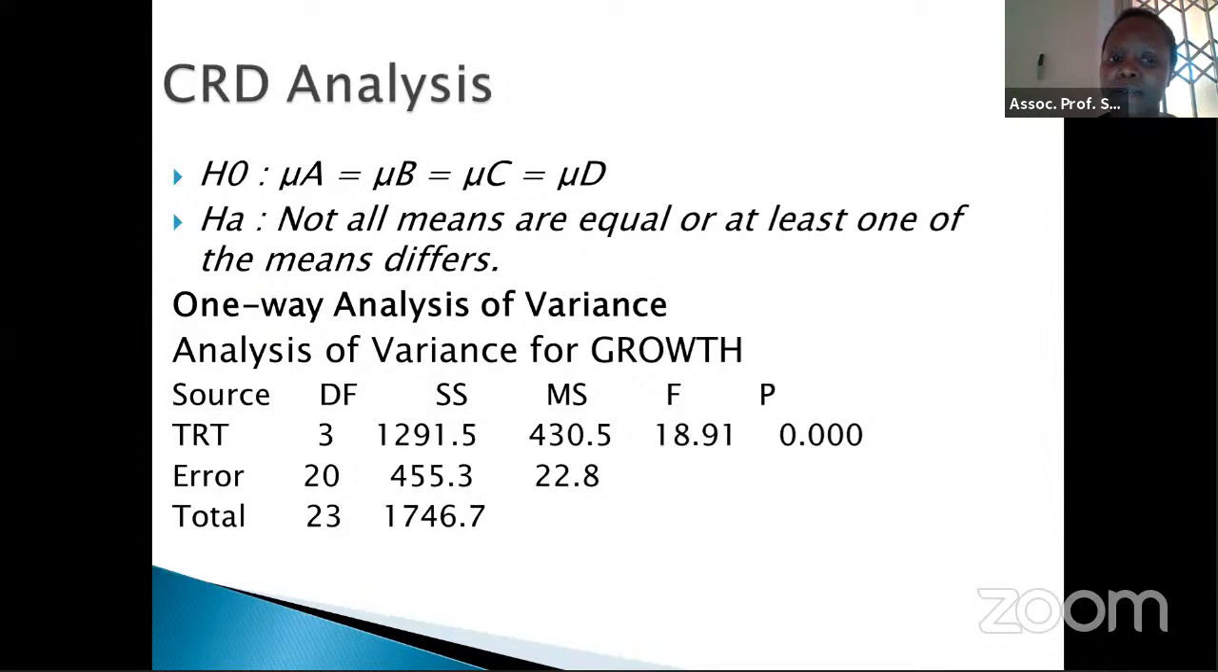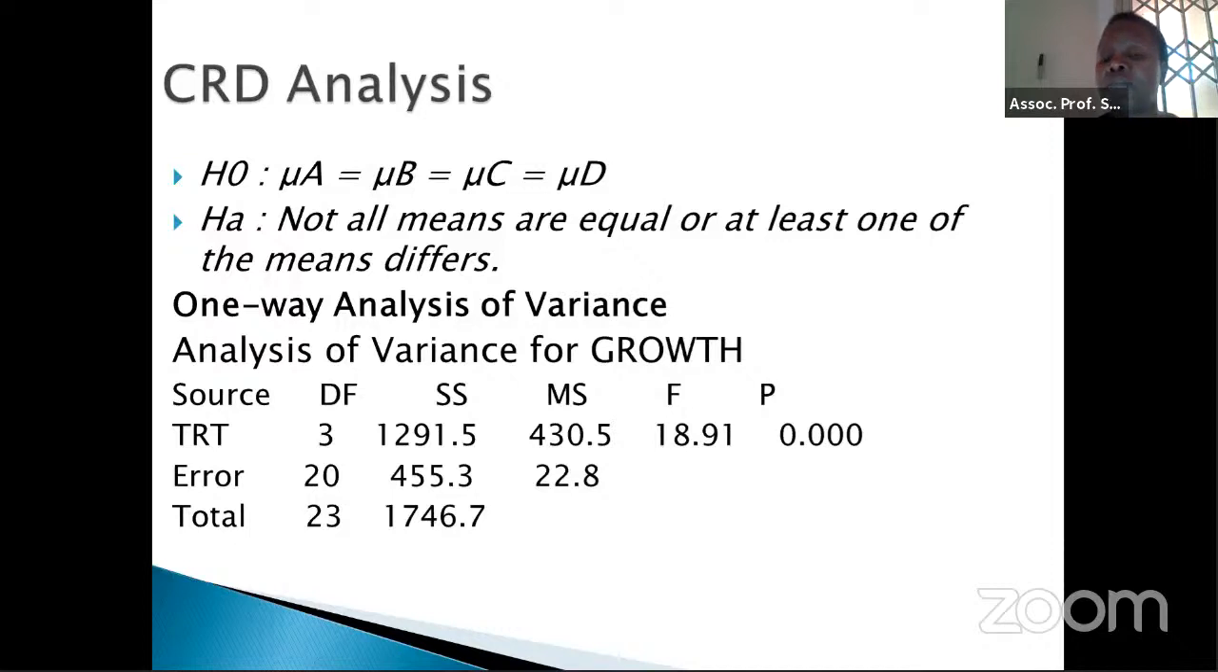Or let me restate it. The average growth of treatment A is equal to treatment B is equal to treatment C is equal to treatment D. That is how it is stated. But when you're writing in your thesis, in your project, then it should be different. You should use better English than mine. We can say that there is no treatment effect, or the average growth is not different for the different treatments. Then the alternative is that not all means are equal, or at least one of the means is different.